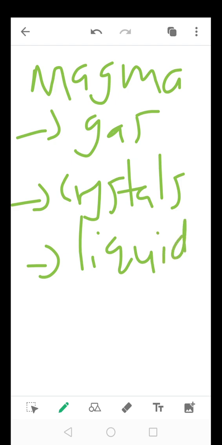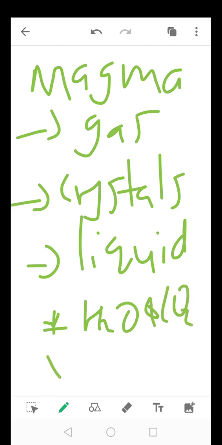So you should understand that magma is a mixture of the three. And obviously the gas, we know the major gases are H2O and carbon dioxide. But sometimes we have minor gases such as chlorine, fluorine, etc. These are the minor gases, and the major gases are H2O and carbon dioxide.